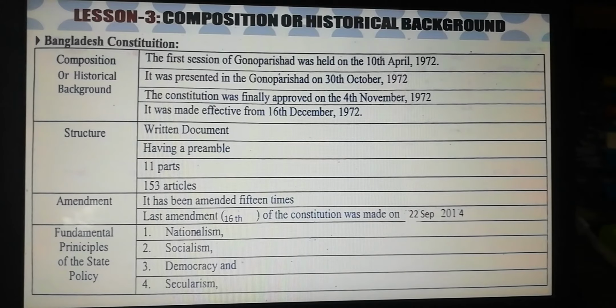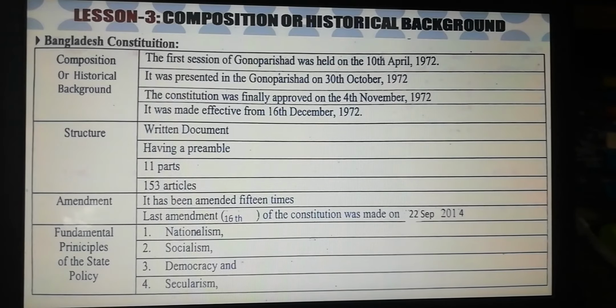So we need to keep in memory when the constitution was presented in Ganaparishad, first on 30th October 1972, and second time it was approved on 4th November 1972. And it was made effective from 16th December 1972. That means the same year, within only 9 months, we became able to write our constitution, and we started to go for implementation from 16 December.